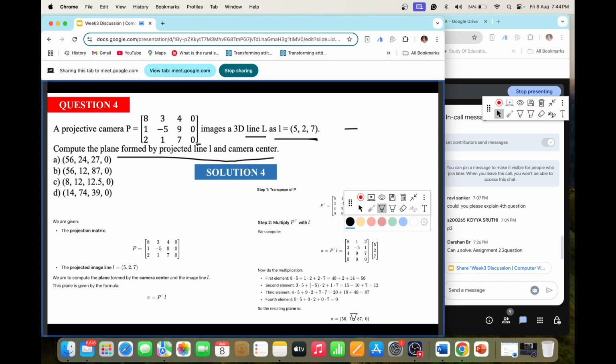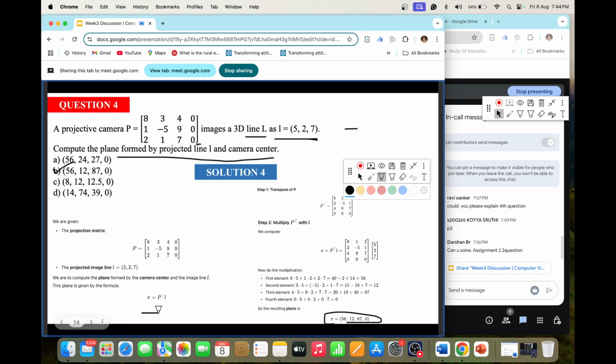Okay. Your answer will be coming 4 cross 1. So this is, you can say, the equation of the plane, 5 6 12 8 7 0. So option B is the answer. So again, nothing, very easy.